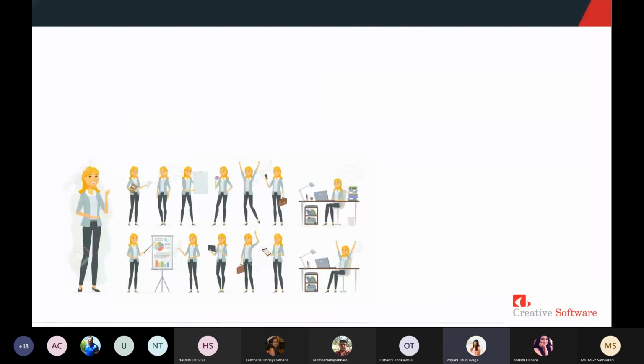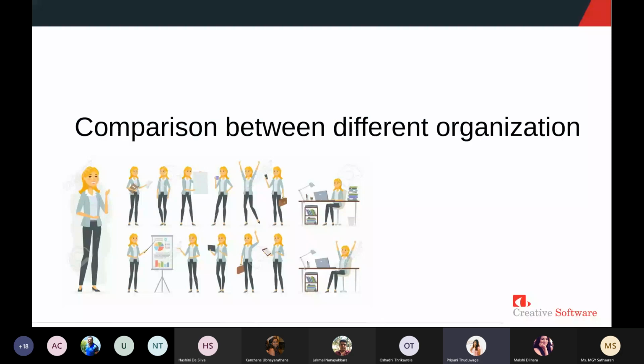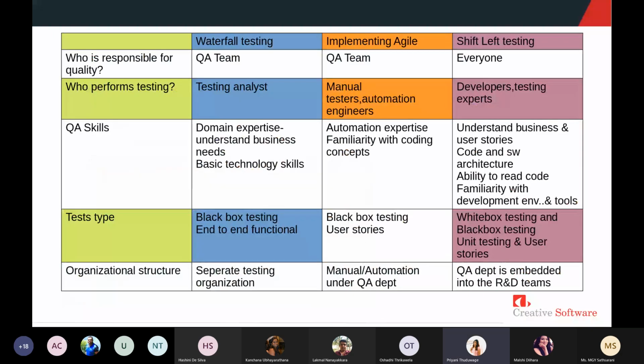So now I think we have an idea of the differences between their testing approaches, and now I'm going to do some comparison between different kinds of organizations and different models. So if I ask you the question, who is responsible for quality? If you are working with a waterfall testing process, then your answer will be the QA team. Even if you are working with Agile, the answer will be the same. The QA team is responsible for quality. But we can see a totally different answer in shift left testing. They say everyone. It means the whole team should be responsible for the quality of the product.